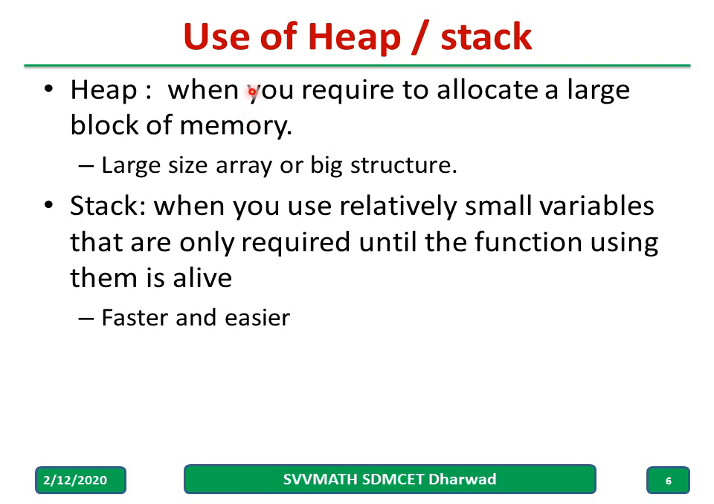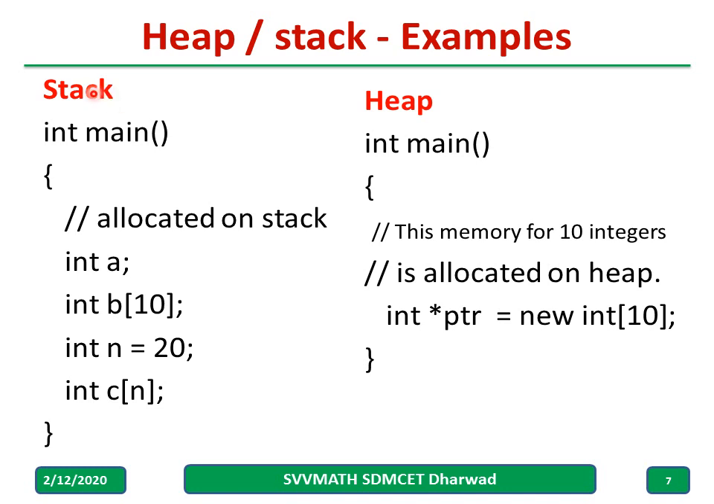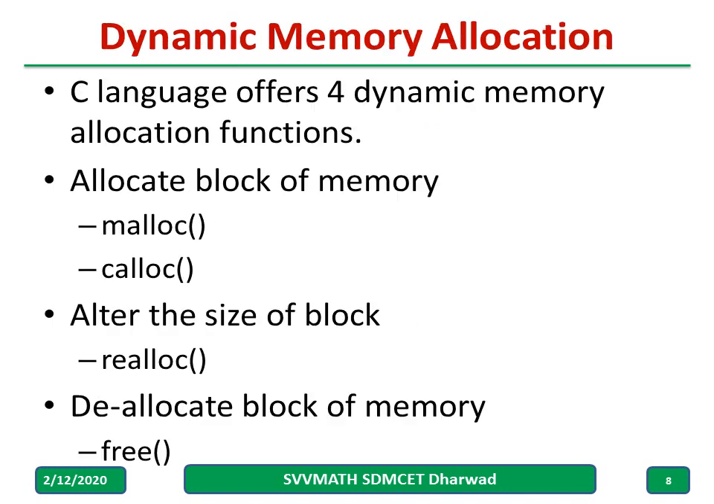Heap, when to use? When you need to allocate a large block of memory, we prefer heap. Otherwise, if there are small variables, then we prefer stack. Here is an example of how to use the stack area and heap area. You are declaring an integer a, one array, and assigning n a value of 20, declaring as an int. So these are all stack. For heap, you use a pointer. When you use a pointer, it will be allocated in the heap.